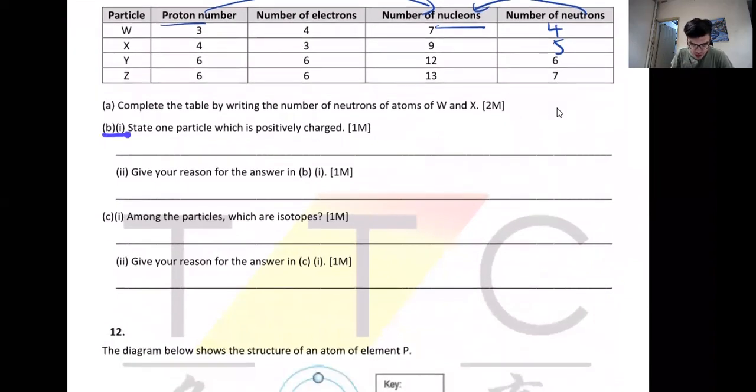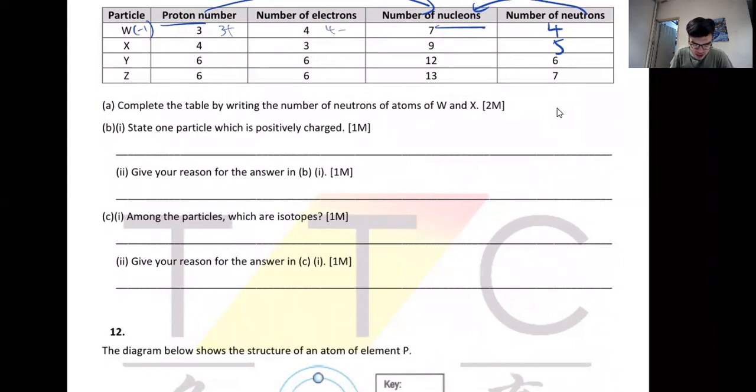So B1, state one particle which is positively charged. So who's positively charged here? Very easy. Let's look at the proton and electron. For W, this guy has 3 protons, that means it has 3 plus. It has 4 electrons, 4 minus. So W in this case is -1. W is negative because W has 1 electron extra, 1 electron more than the proton.